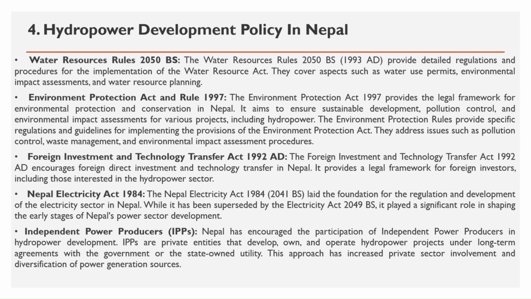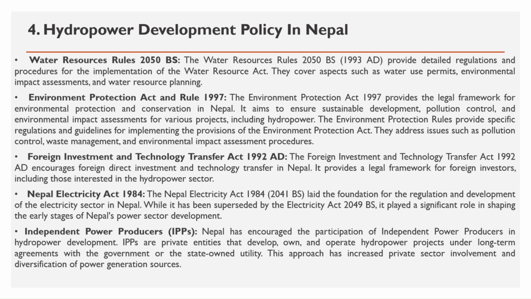Foreign Investment and Technology Transfer Act 1992. The Foreign Investment and Technology Transfer Act 1992 encourages foreign direct investment and technology transfer in Nepal. It provides a legal framework for foreign investors, including those interested in the hydropower sector. Electricity Act 1984. The Electricity Act 1984 laid the foundation for the regulation and development of the electricity sector in Nepal. While it has been superseded by the Electricity Act 2049 BS, it played a significant role in shaping the early stage of Nepal's power sector development.